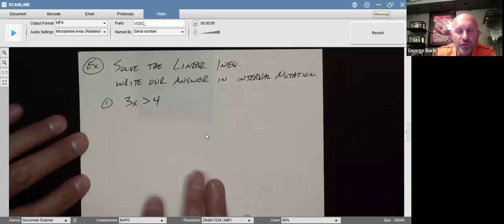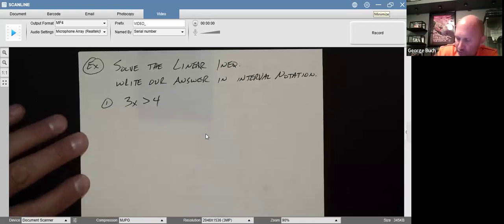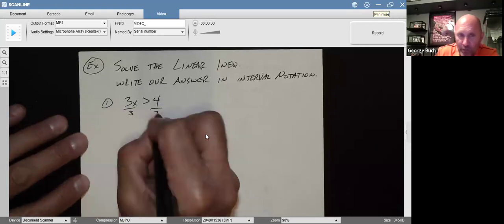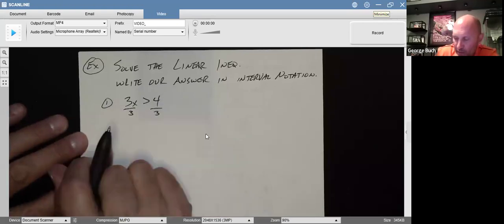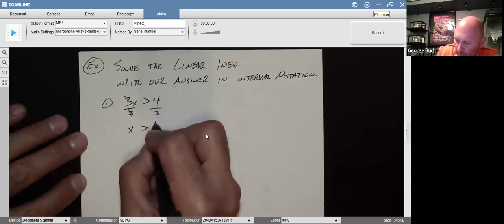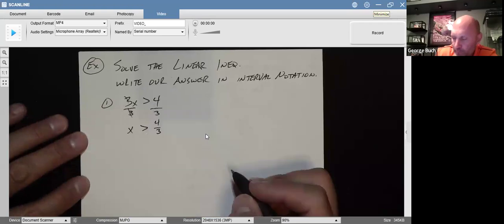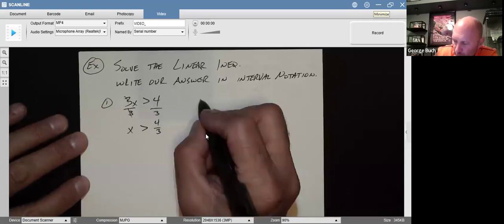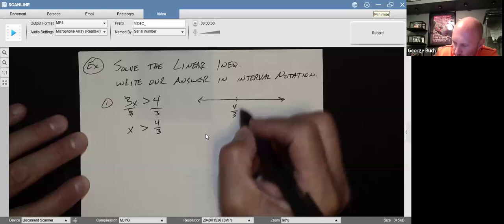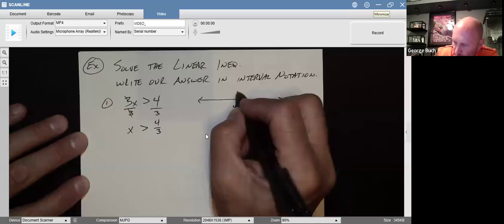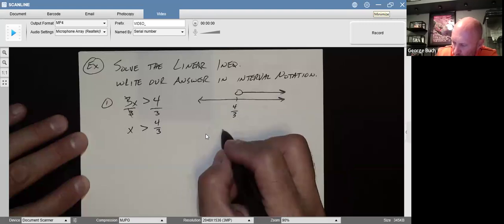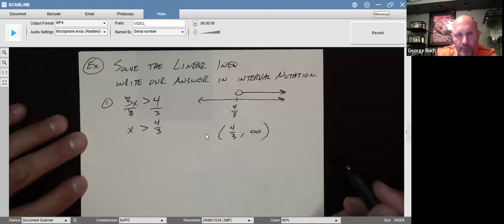Well, we still solve these as if they were regular equations. So to get the x by itself, divide by 3. Since it's a positive number, I don't have to worry about reversing the inequality. So that means what? X is greater than 4/3. So if you want to use a number line, that's fine. 4/3. It's an open circle because it's strictly greater than, going to infinity. So my answer would be what? Parentheses 4/3 to infinity.